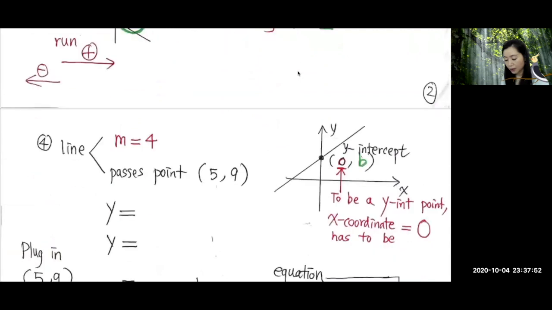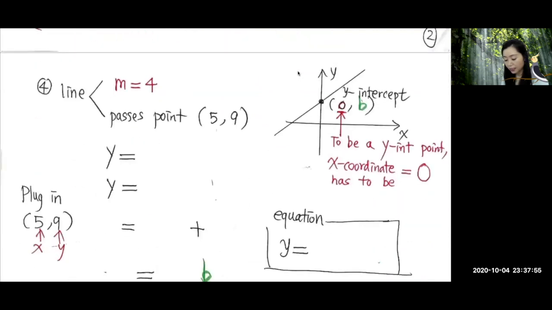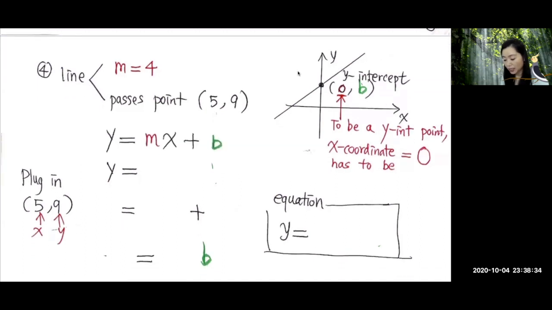Number 4. This line is given to have the slope equal to 4 and pass through the point (5,9). Now, this is not the y-intercept point, because to be a y-intercept point, the x-coordinate has to be 0, and this one is not 0. So you cannot just put the 9 into the b. We need to figure out what the y-intercept is. First, let's write the slope-intercept form: y equal to mx plus b. Now we can substitute the slope to be 4 plus this b.